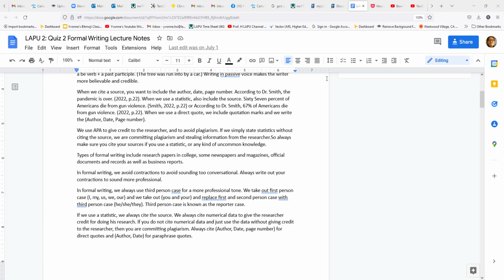We use APA to give credit to the researcher and to avoid plagiarism, like I just said earlier. If we simply state statistics without citing the source, then we're committing plagiarism and stealing information from the researcher who actually did the research. So always make sure you cite your sources if you use any kind of numerical information or uncommon knowledge.